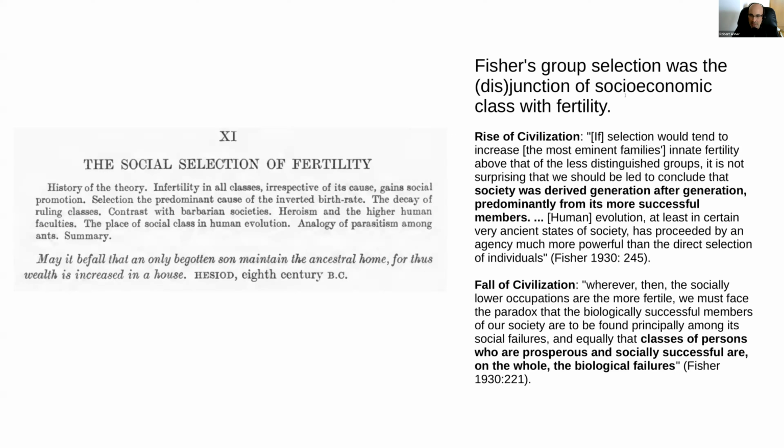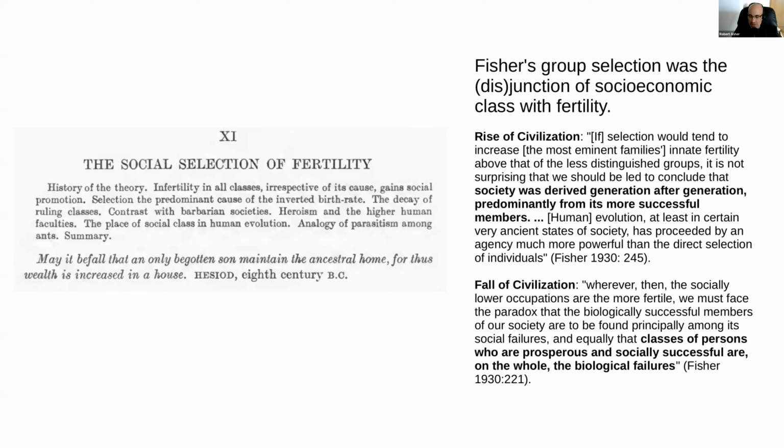His group selection mechanism was the disjunction, sometimes the junction, of socioeconomic class with fertility. So he talked both about the rise of civilization and the fall of civilization in these last 5 chapters. It wasn't just about the fall of civilization. For example, in regards to the rise of civilization, he's saying that if society was derived generation after generation predominantly from its more successful members, doesn't matter where you are in the world, doesn't matter what the ethnicity of the human beings in question is, we can expect civilization to rise.